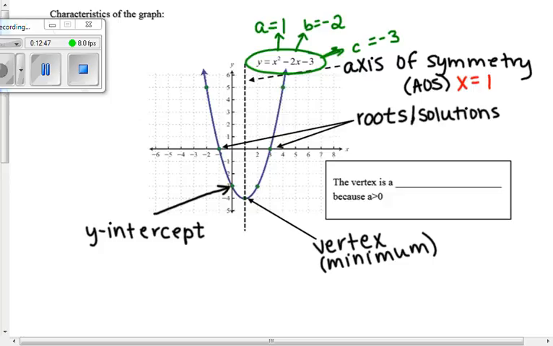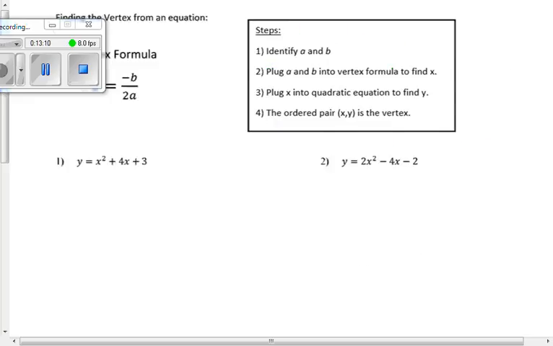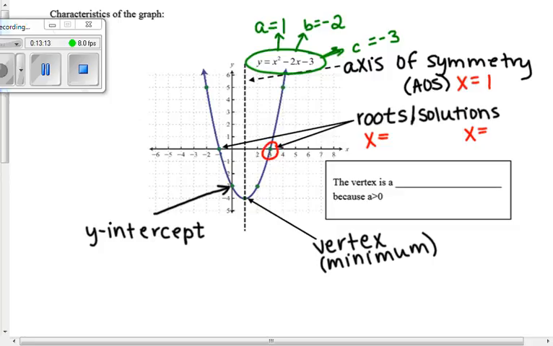My roots and solutions, those are x-intercepts, so they also would be x equals. And because I have two, I'm going to write two separate ones. So I've got one right here, I've got one right there. Where are those on the x-axis? What x value are they sitting at? One is at -1, and the other you should have gotten is at 3. So we've got two roots, one at -1, one at positive 3.